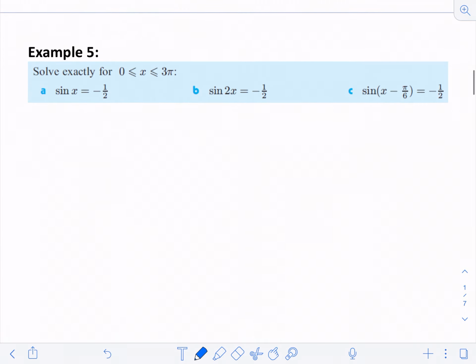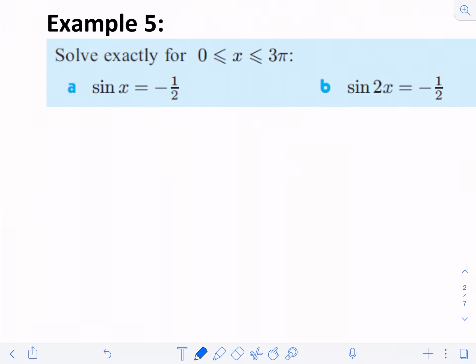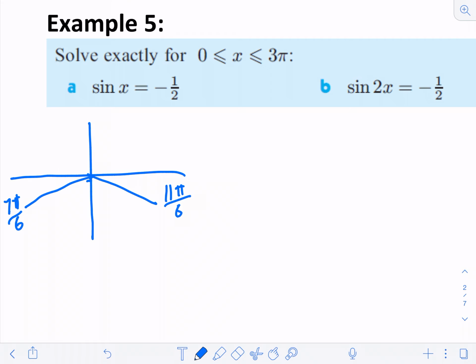Here are 3 problems, and they're kind of related, so we're going to do them all together. The first one is sine of x equals negative 1/2. For this one, it doesn't look like there's much to do as far as algebraically solving it. We already have sine of x isolated. So think about, where does sine of x equal negative 1/2? If I draw my unit circle out, we know that negative 1/2 is going to occur here at 7 pi over 6 and also at 11 pi over 6, right? In the interval from, now we're looking at 0 to 3 pi.